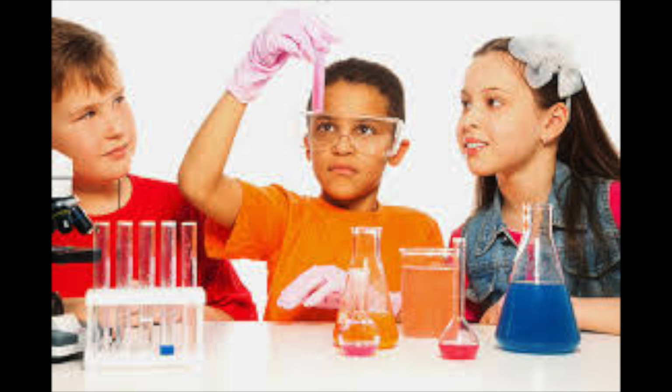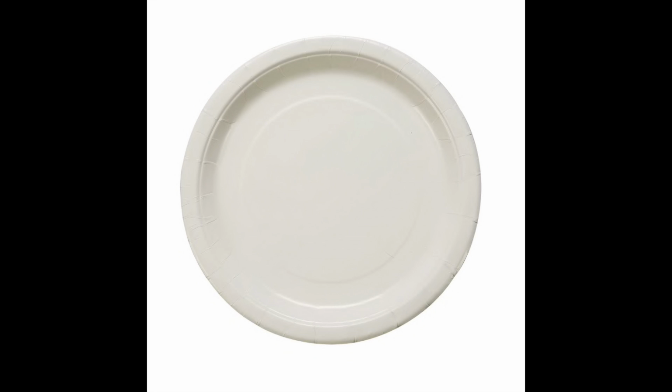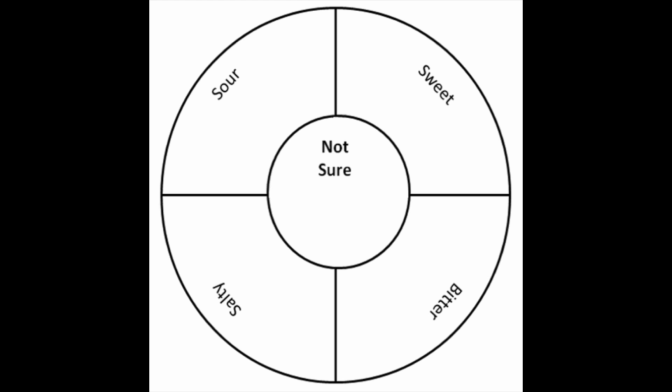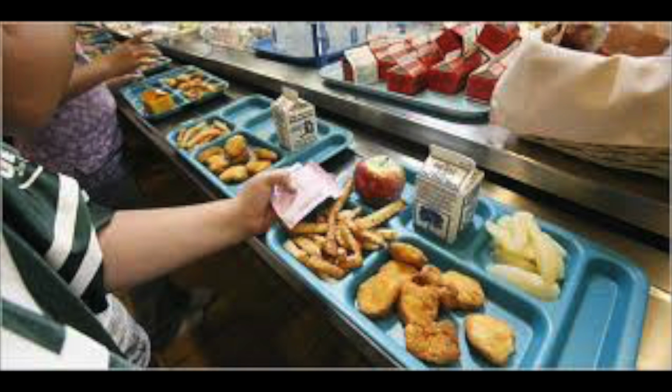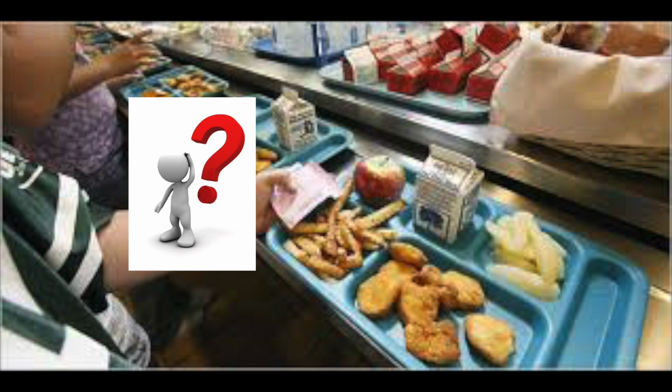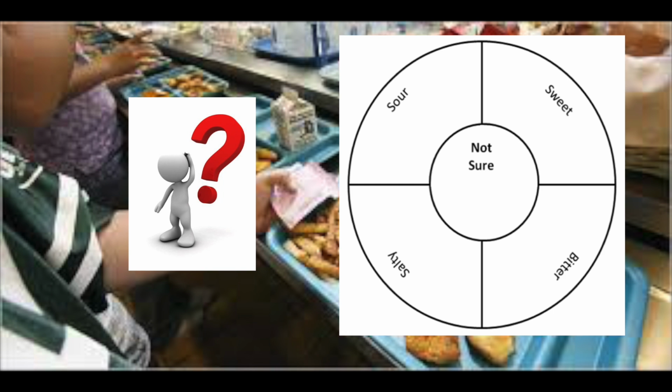Seventh, tell students that they have an experiment to conduct at lunch. Give each student a white paper plate that has been divided and labeled as follows. Eighth, review the vocabulary listed above. 5 senses: taste, tongue, sweet, sour, bitter, salty. Ninth, tell students that as they eat their lunches today, they need to decide where they think each thing that they ate for lunch will fit onto their paper plates.